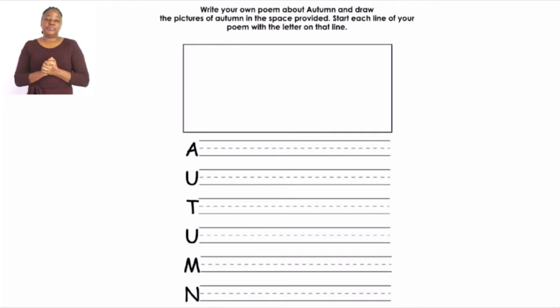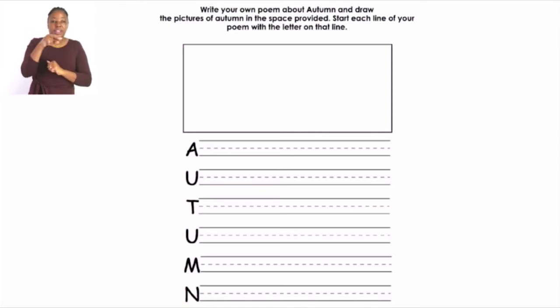The other instruction that is below is to start each line of your poem with the letter on that line. So, for example, we have the letter A at the beginning of that line, which means that your word must start with A. Remember, your poem needs to rhyme and make sense.